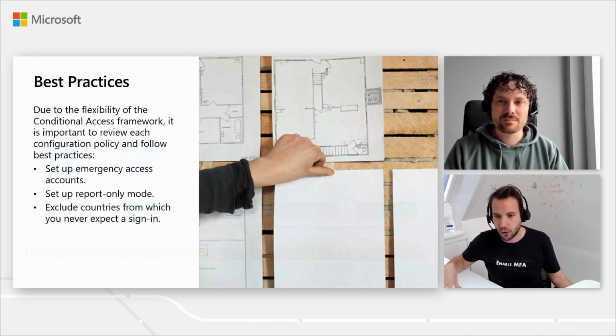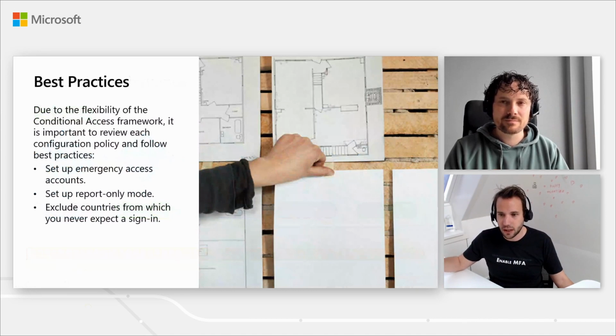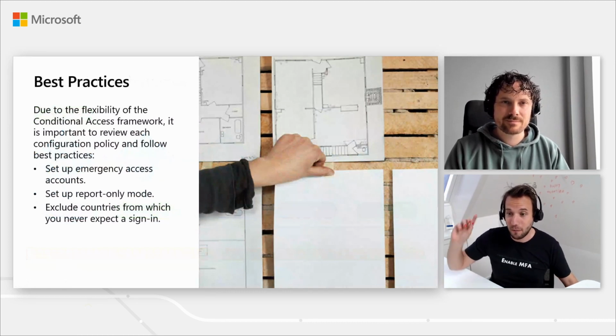Create your policy, first put it in report only mode, so it is being applied but not enforced. Check your logs to see what's happening and just monitor it for 1 or 2 weeks. And after that, if you're completely satisfied, then enable it. And then exclude countries from which you never expect to sign in, although monitor that.